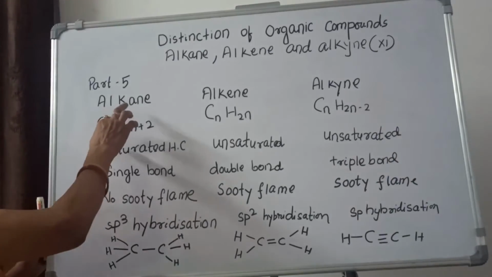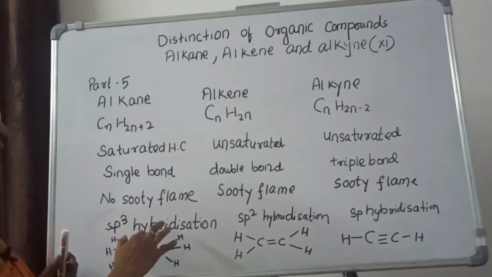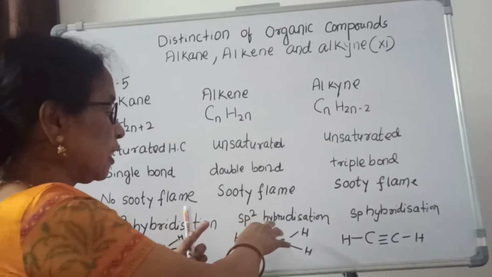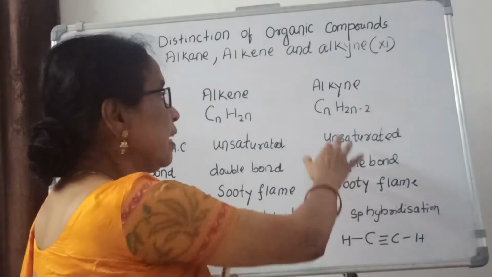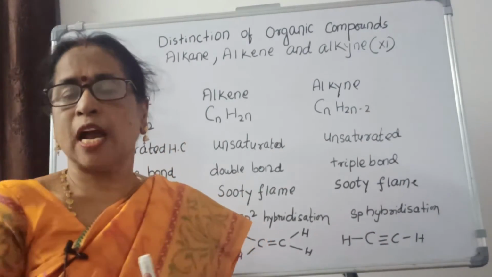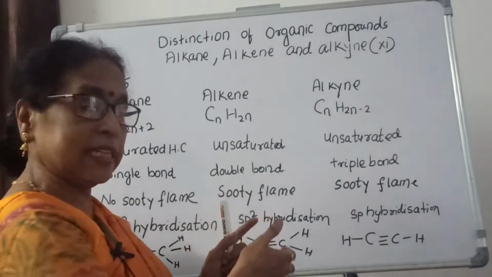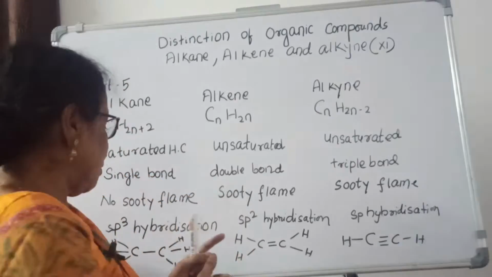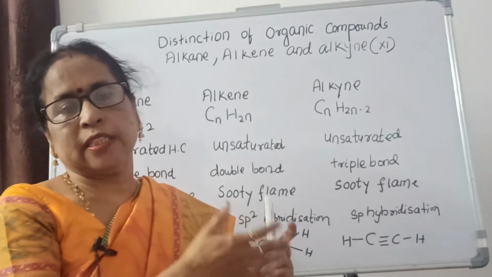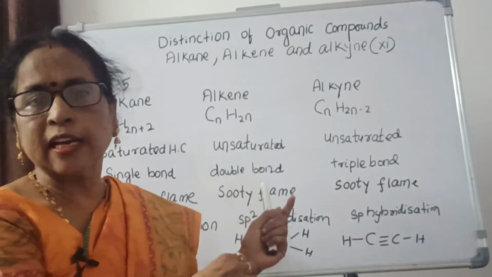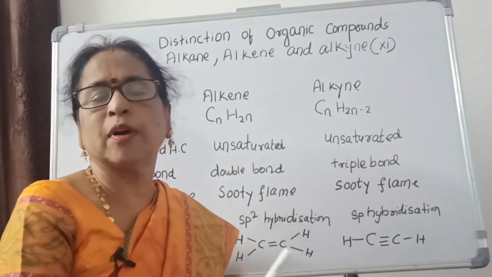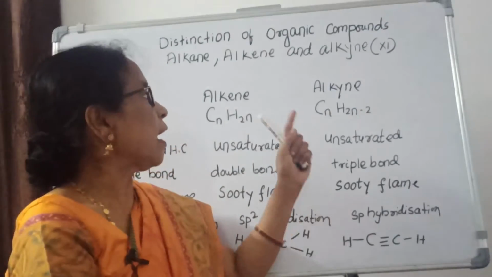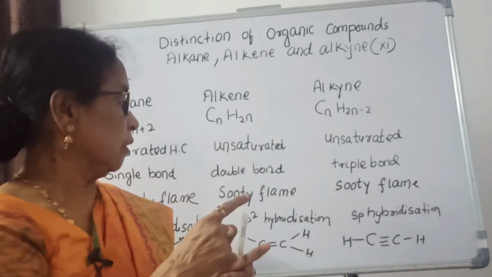And which hybridization does each undergo? Alkane undergoes sp3 hybridization, similarly alkene undergoes sp2 hybridization, and alkyne undergoes sp hybridization. When we study the chapters on alkane, alkene, alkyne individually, we can observe the hybridization in each. Again remember, alkane is sp3, alkene is sp2 and alkyne is sp hybridization.